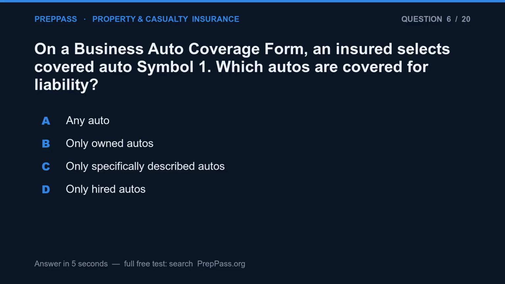Question 6. On a business auto coverage form, an insured selects covered auto symbol 1. Which autos are covered for liability? A. Any auto. B. Only owned autos. C. Only specifically described autos. D. Only hired autos.